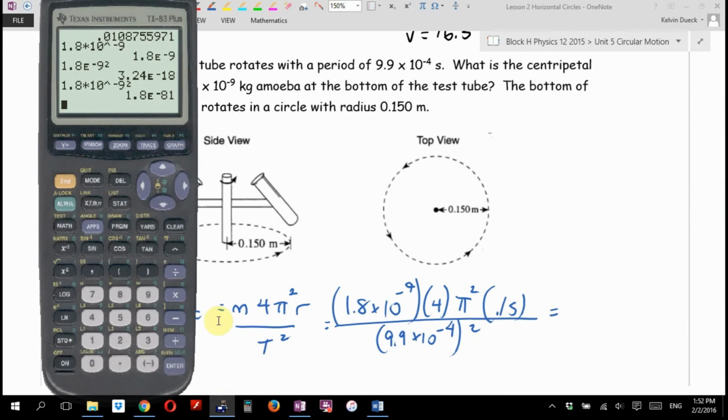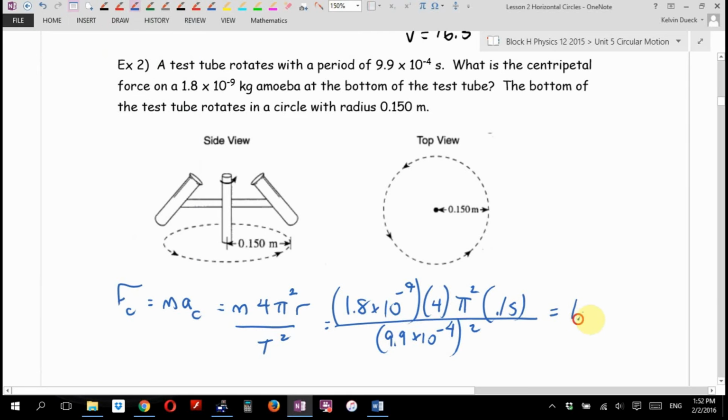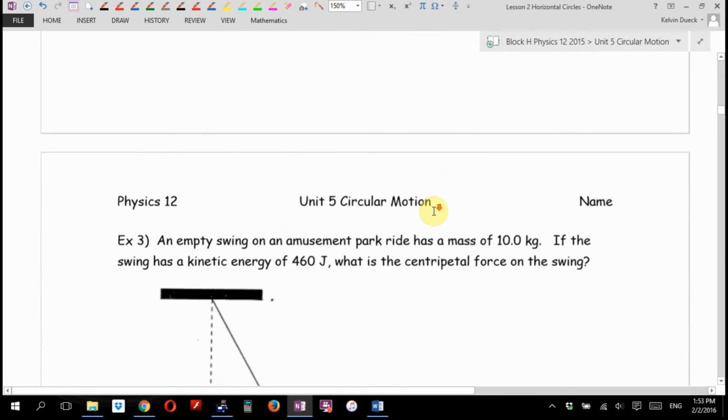What was the answer to that question? How about 1.09 times 10 to the negative 2 Newtons. It's a force. Is that okay? Turn the page.